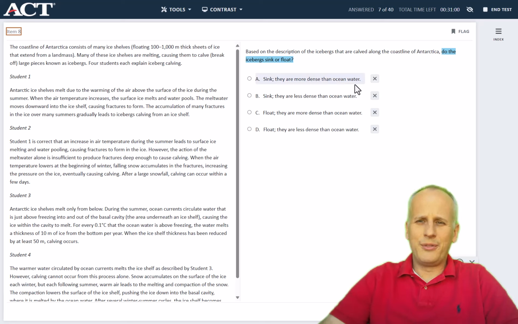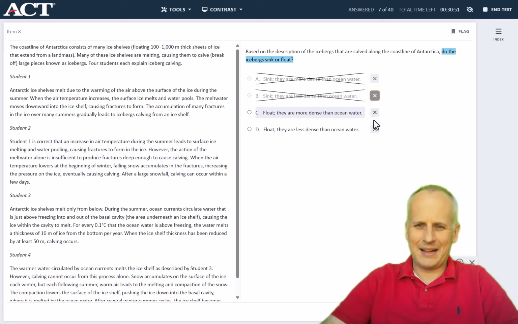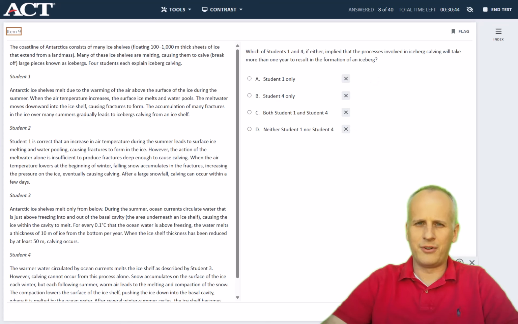But we know that ice is not more dense than water, so that's out. We know that ice is less dense than water, but that doesn't make it sink. Again, it's not more dense than water. We know that ice is less dense than water, which makes it float, as we saw in those diagrams, and we can move on to the next problem without even engaging the information on the left.